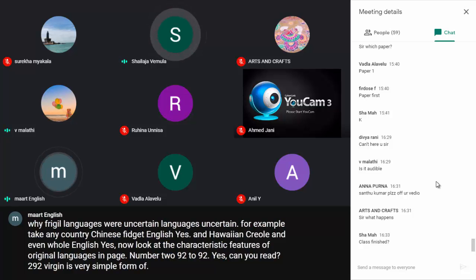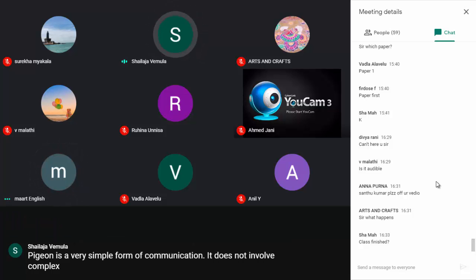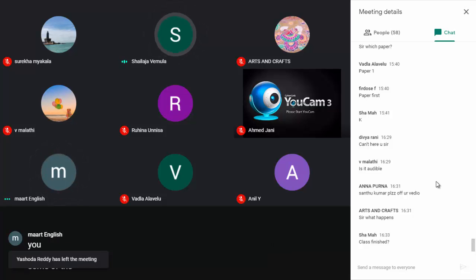Pidgin is a very simple form of communication. It does not involve complex vocabulary, sentences, or grammatical structure. There is also no complexity in terms of phonetic and phonemic structures. Some of the basic features of Pidgin are given below.